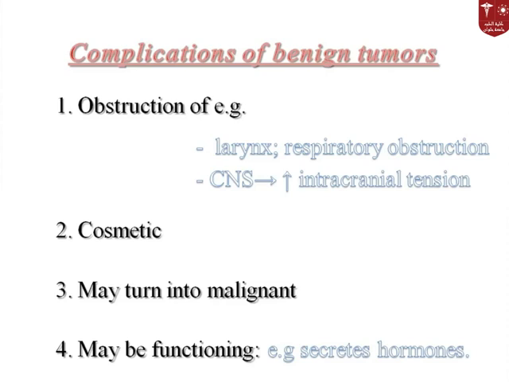The last complication of benign tumors is that the tumor may just make a cosmetic deformity if it is external. Like someone has a benign tumor in the face or in the hand or in the neck. The patient may complain that he is unsatisfied about his shape or about his figure. And although the tumor has no other complications, he asks the surgeon to remove it. This is called cosmetic deformity. Okay? So these are the possible complications of benign tumors.